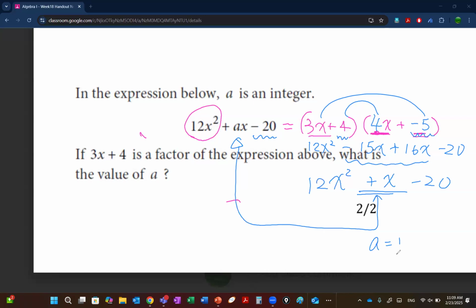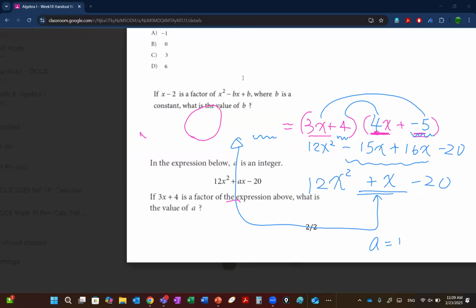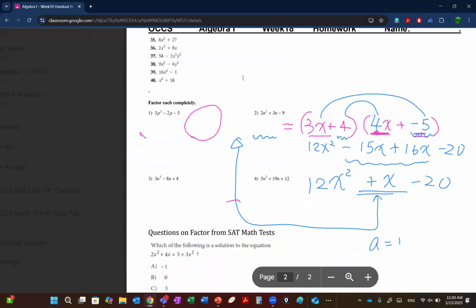Take over 2. To page 2 of 2. Page 2 of 2. Check yours. All right.